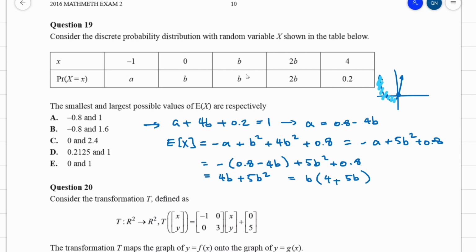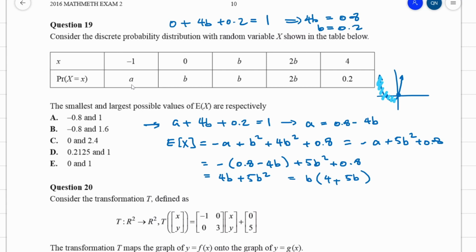What's the largest b can get? Let's take a look at this probability here. How big can we make b? Obviously b can't be too big. For example, b can't be like 0.9, otherwise the probabilities down here will add up to something greater than 1. If we want b to dominate here, we want a to be as small as possible. The smallest a can be is 0. So what happens if a is 0? We get 0 plus 4b plus 0.2 equals 1. That means 4b must be equal to 0.8, so b must be equal to 0.2. So that's the largest b can get.